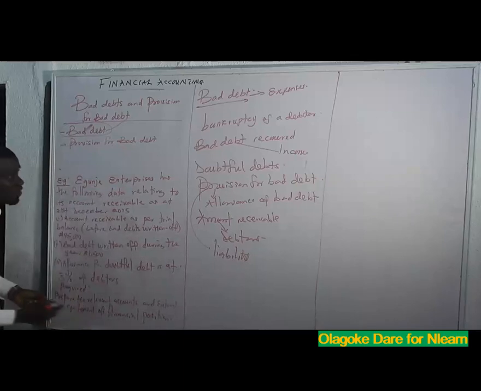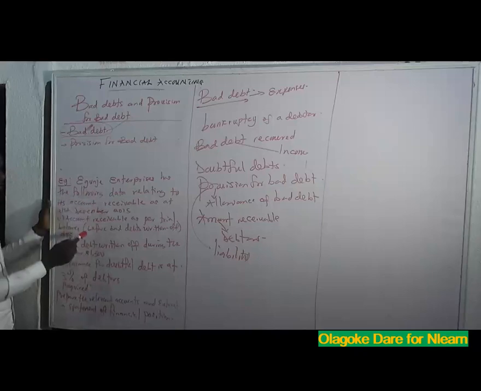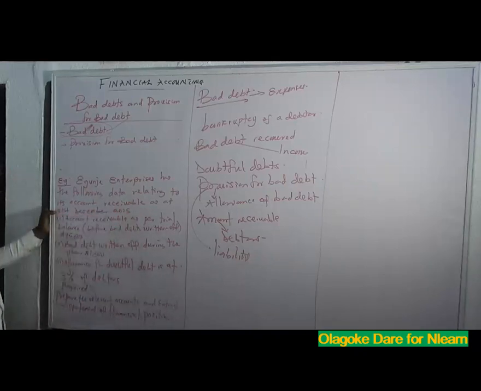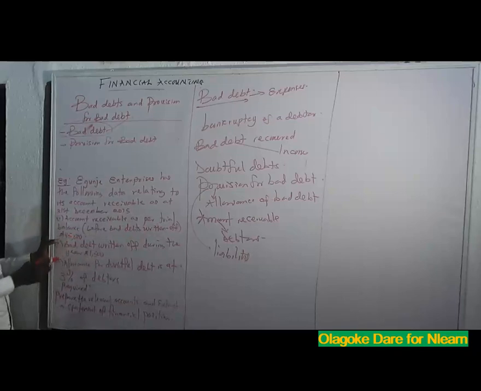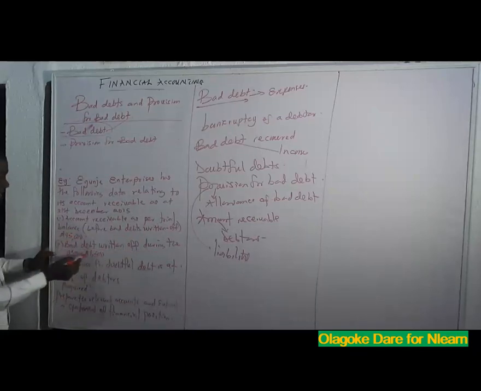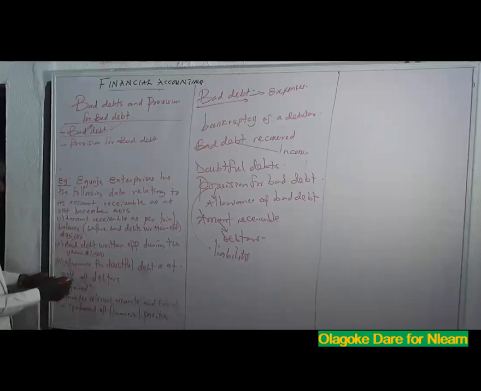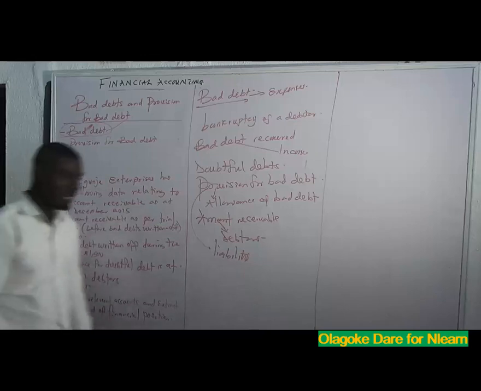Now, let's answer this short question. We are told that Egunje Enterprises has the following data relating to its account receivables as at 31st December 2015. Account receivable as per trial balance, that means this is the debtors balance, 45. Bad debt written off during the year is 1,500. Allowance for doubtful debt is at 3%. This is the provision for bad debt. Then we are required to prepare the relevant accounts and extract a statement of financial position.